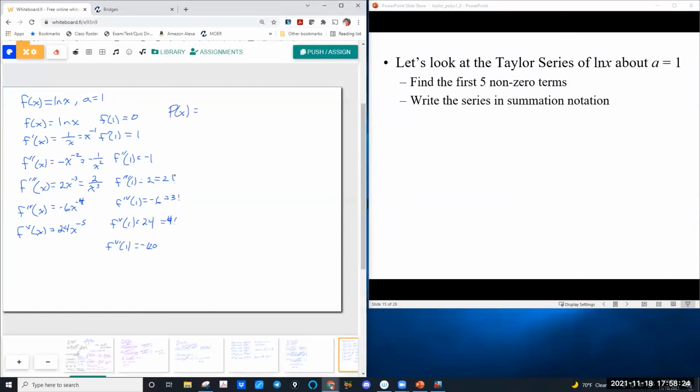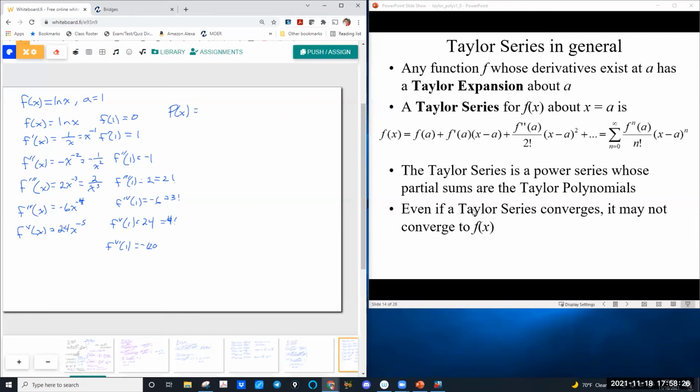Okay, so we use our Taylor polynomial. Let's go back to the general. Now in our case, a is 1. So the first thing is f of a. Well, that came out to be 0. Not very interesting. Plus f prime of 1, so 1 times x minus 1. That's this term here. This is our tangent line.